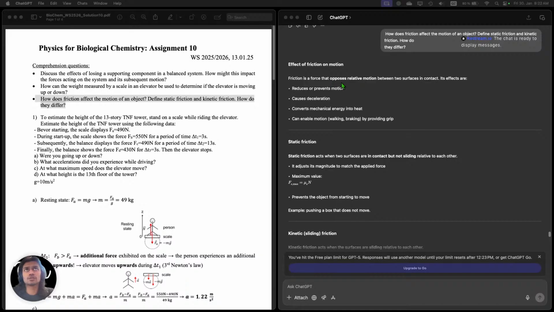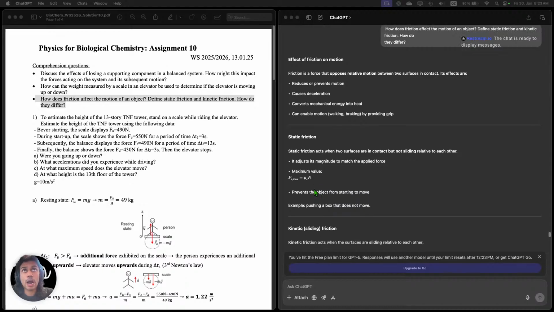Friction is a force that opposes relative motion between two surfaces in contact. Its effects are: reduces or prevents motion, causes deceleration, converts mechanical energy to heat, can enable motion. Static friction acts when two surfaces are in contact but not sliding relative to each other, when it's at rest. Example: pushing a box that does not move. Maximum value.